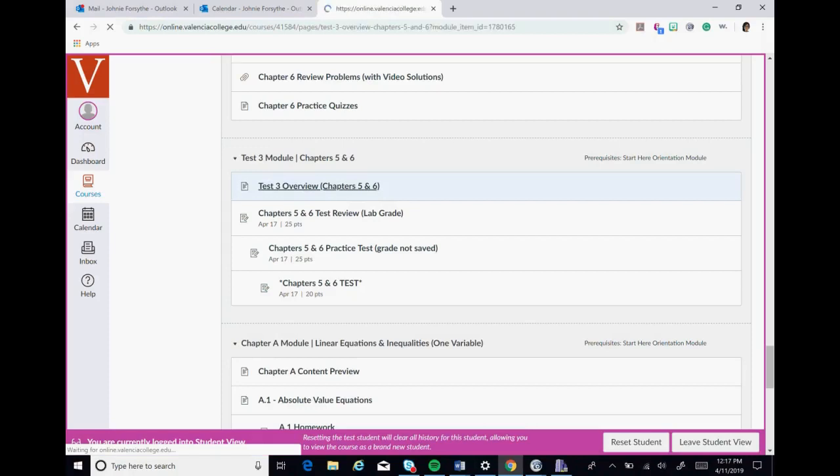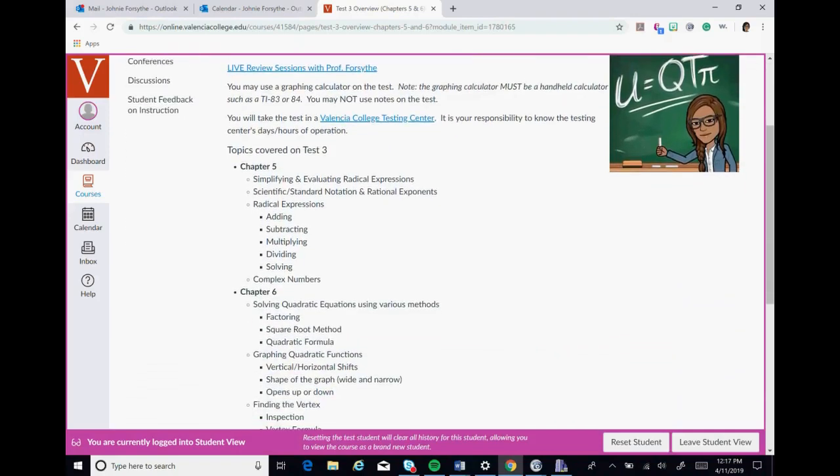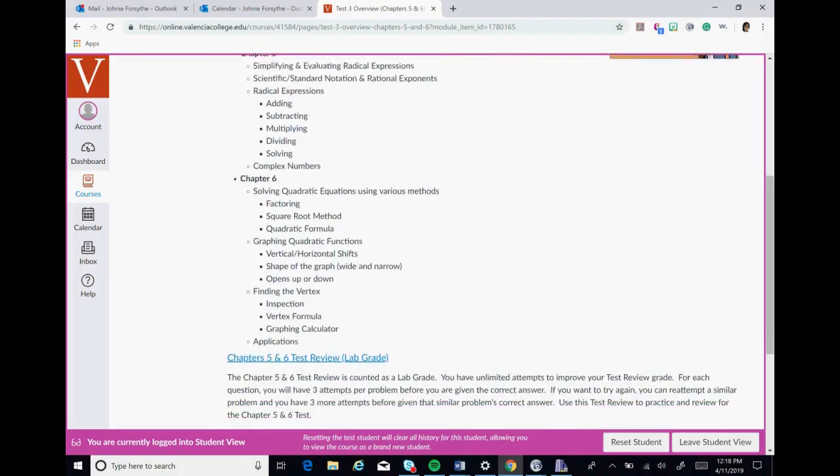So we have an overview page that just tells you what to expect on this test. So this test is going to cover Chapters 5 and 6. You can use a graphing calculator as you can on all of your other tests. It must be a handheld graphing calculator, and you may not use any notes on the test, so nothing has changed in regards to that. You must take the test in a Valencia College Testing Center, and it is your responsibility to know the testing center's days and hours of operation. So you can look through here and see what you could expect to know for your test.